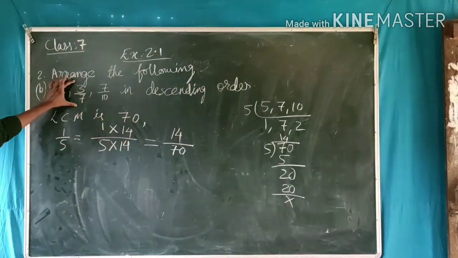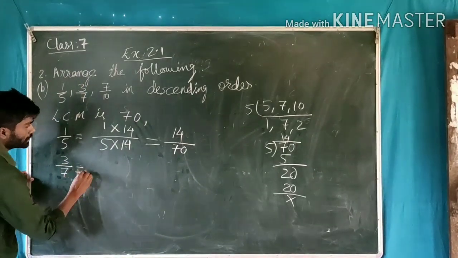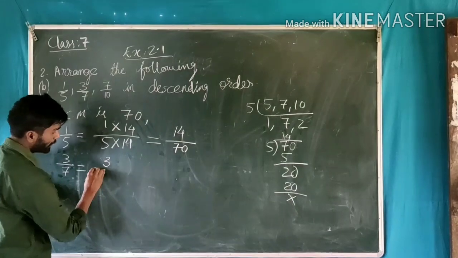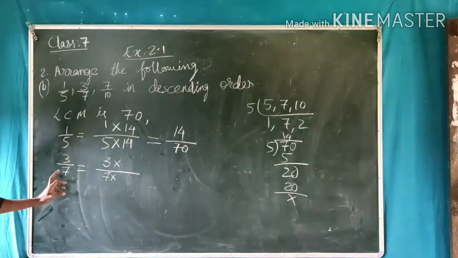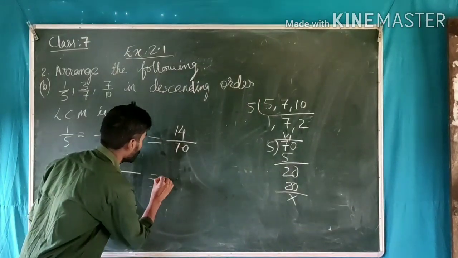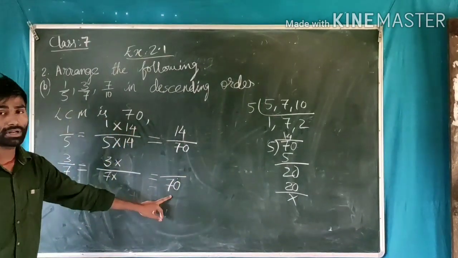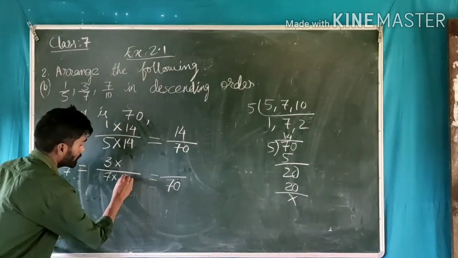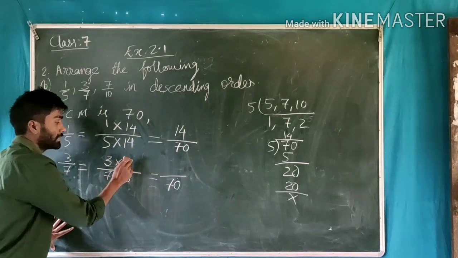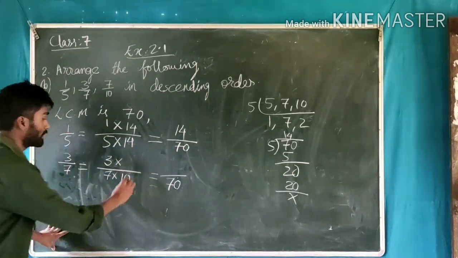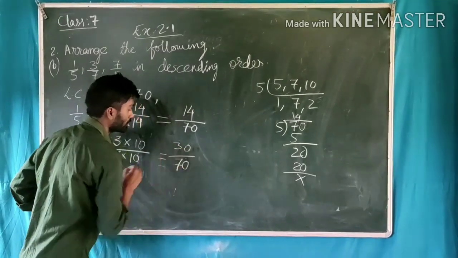Same will go for the next one also, that is 3 by 7 is equal to 3 by 7 into the number that we are going to multiply that must reach 70 in the denominator, that is 10. 7 into 10, that is 70. So we are going to multiply the same in the numerator also, that is 10. So 3 into 10, that is 30.